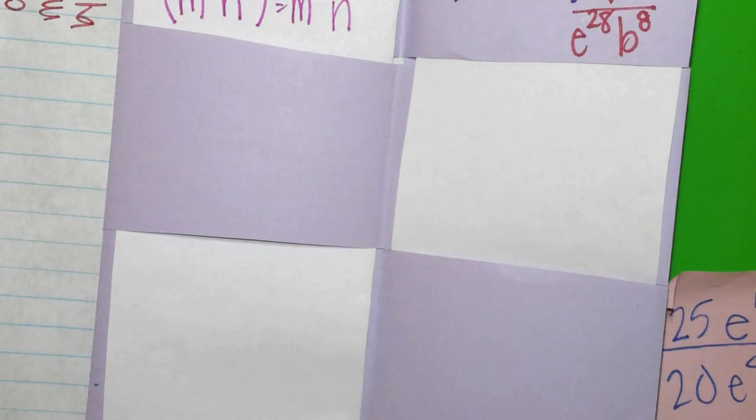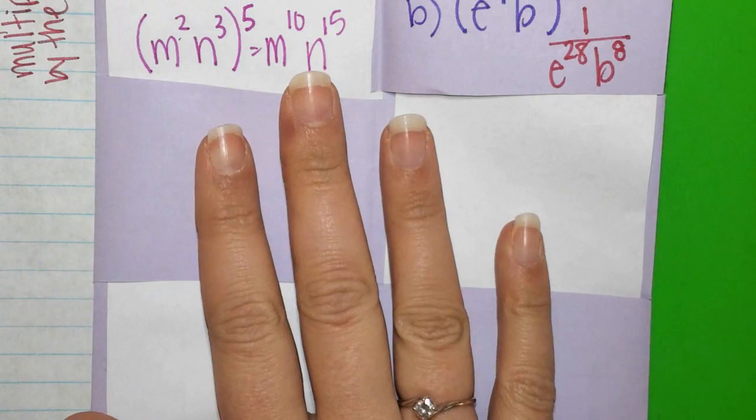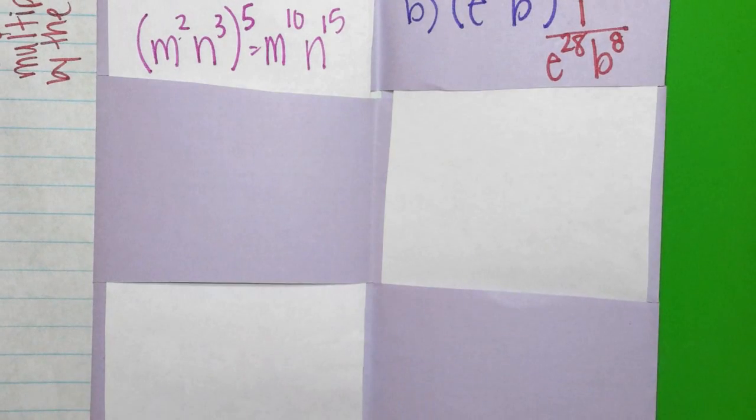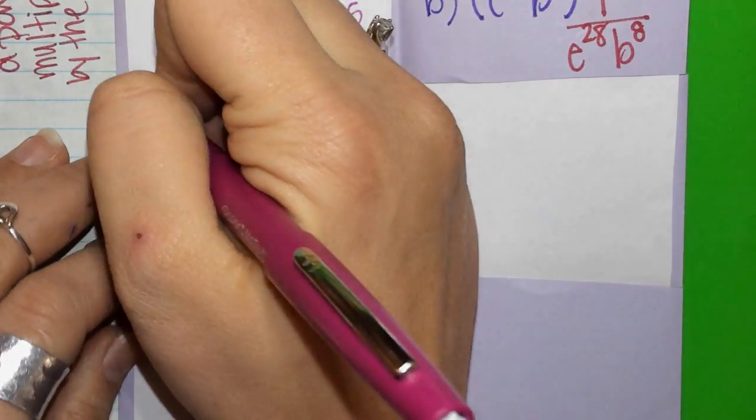Alright, turn it this way. We have 2 more things to talk about and 1 remember thing to do, and then we're going to get our minion. So, what we need to talk about today is what happens when you have a 0 exponent.